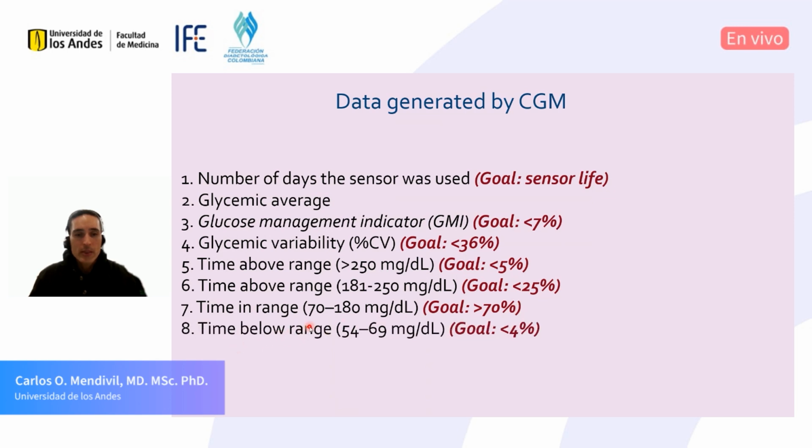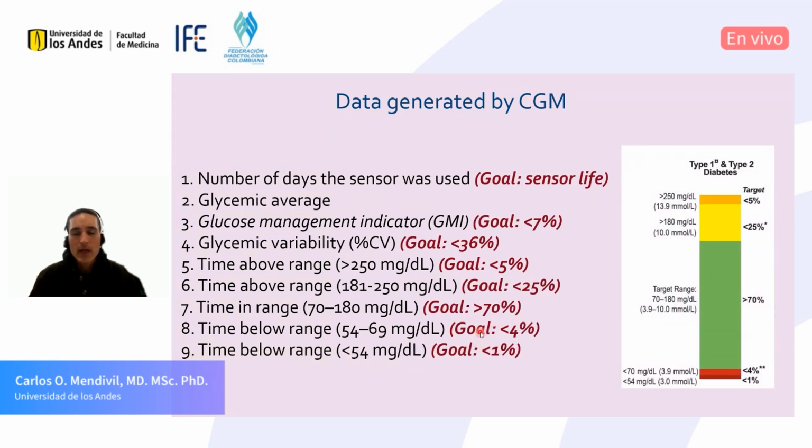The time below range between 54 and 70, you should be there less than 5%. And below 54, you should be there less than 1% of the time. And you can see all of that data summarized in a very nice single color-coded figure like this. It is very nice that all the reports have been standardized into this shape, which is pretty intuitive and very useful.